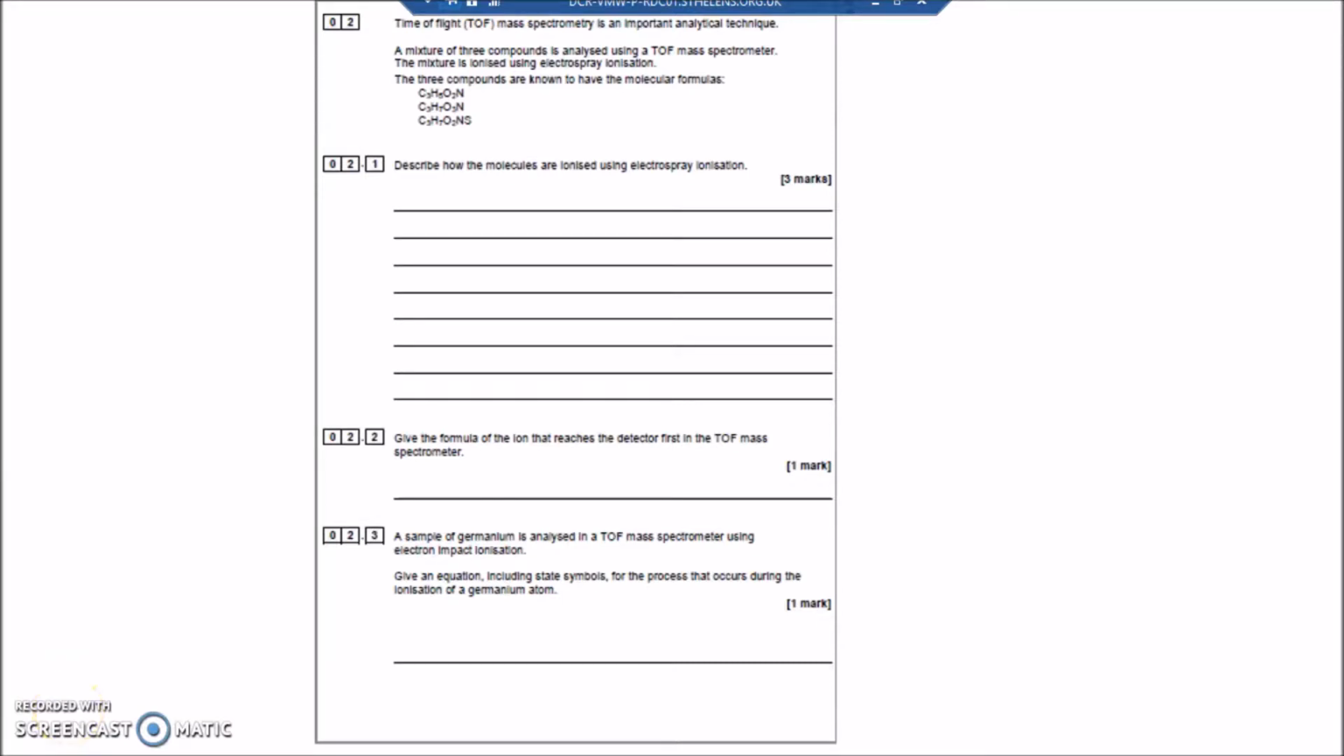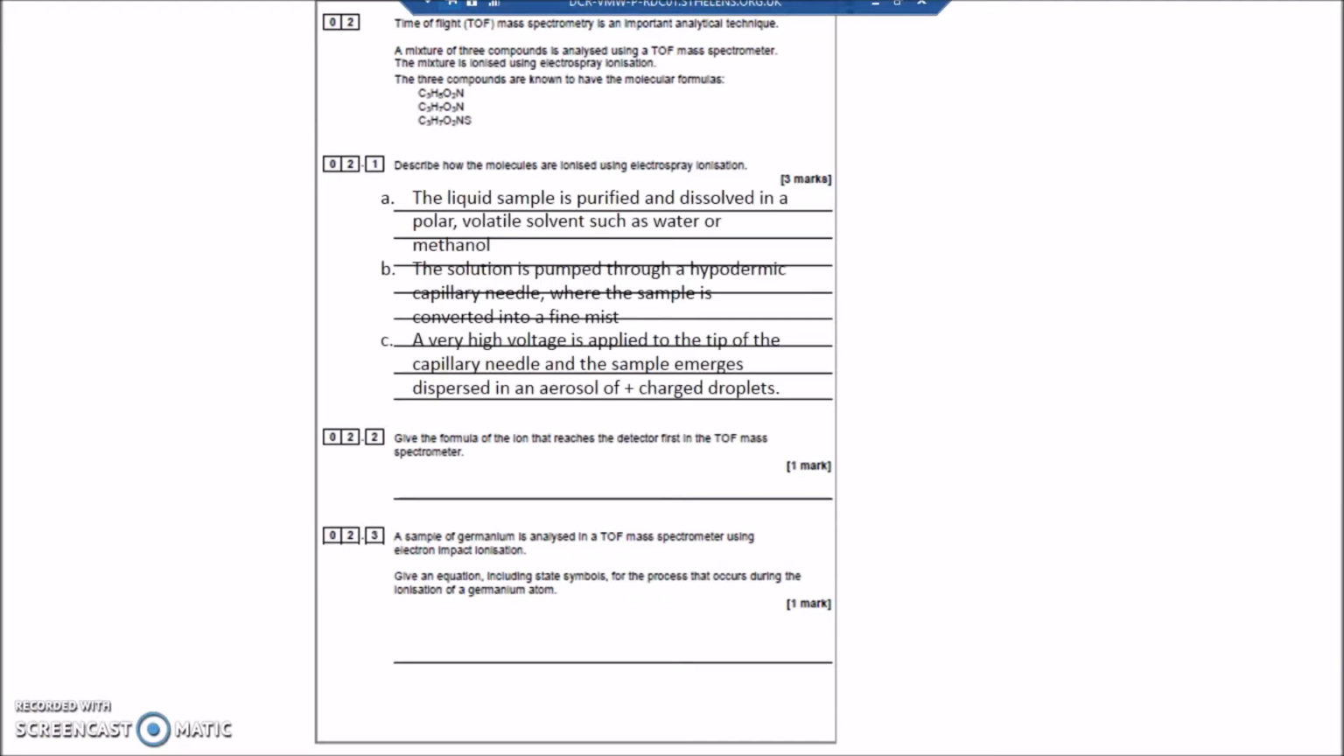Question 2.1. Describe how molecules are ionised using electrospray ionisation. So this is in a time-of-flight mass spectrometer. Well, first of all, you've got to purify the liquid sample. It needs to be dissolved in something that's polar, a volatile solvent, such as water or methanol.